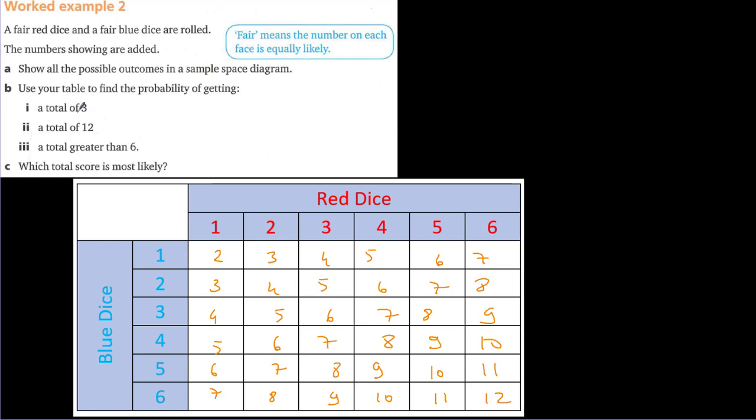There are 36 possible outcomes, so when we find probabilities, we are going to divide by 36. By using this table, we show all possible outcomes. This was part A. Now, use your table to find the probability of getting a total of 3. I'm going to solve part B here.